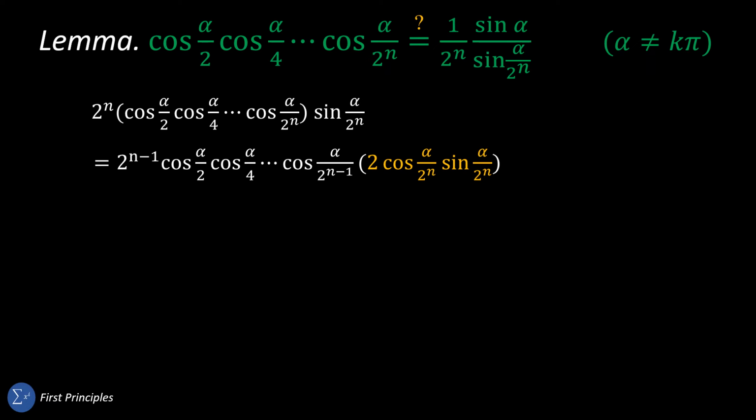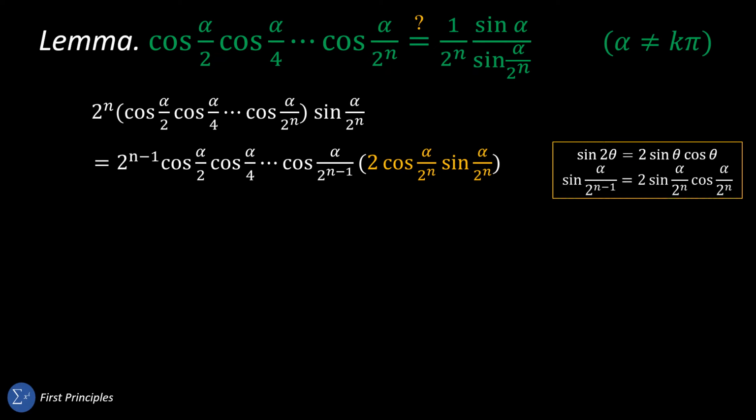Now if you look closely into what we have in this parenthesis, it resembles a formula for sine double angle. If you recall, sine of 2 theta is equal to 2 times sine of theta cosine theta. Now if I put theta equal to alpha divided by 2 to the power of n, 2 times that is alpha divided by 2 to the power of n minus 1. Give you a moment to ponder on this relation and make sure that it is correct indeed.